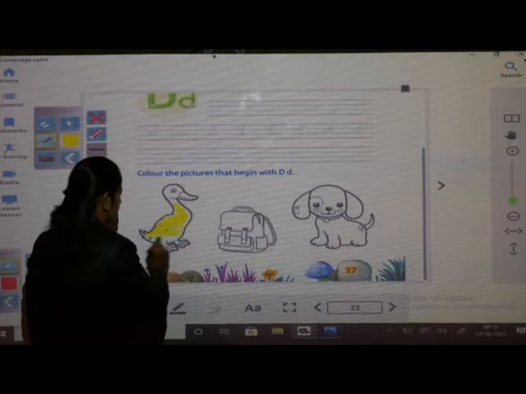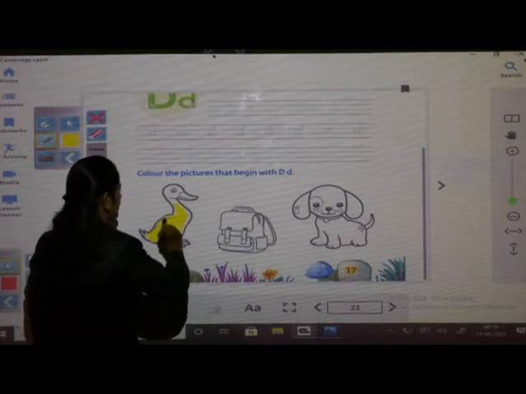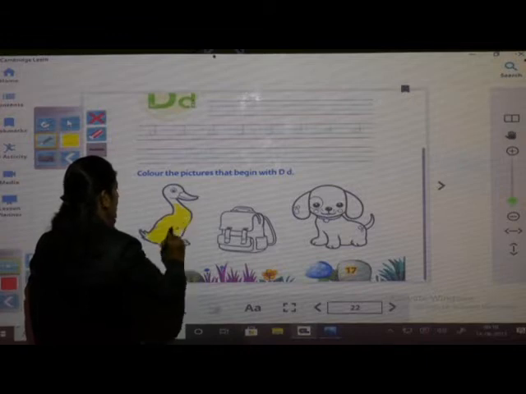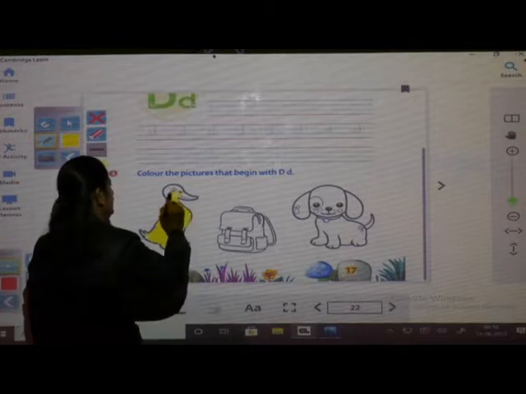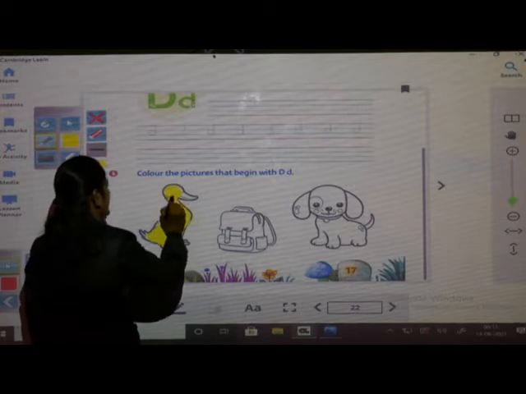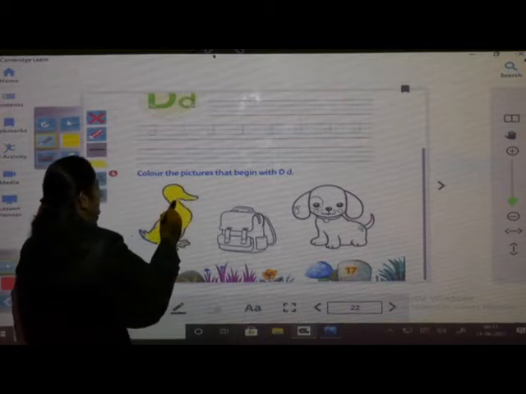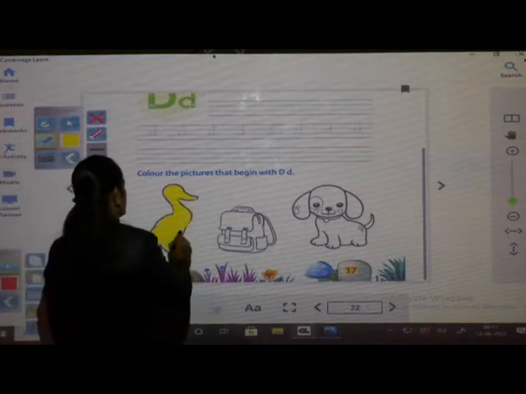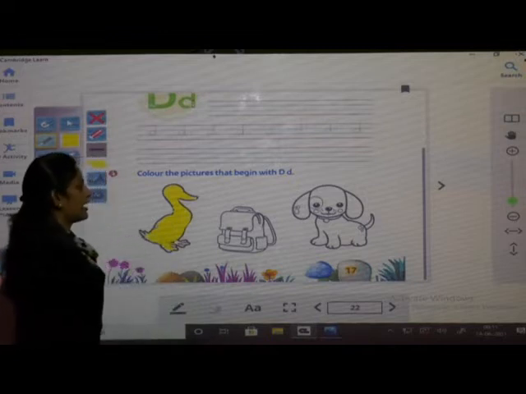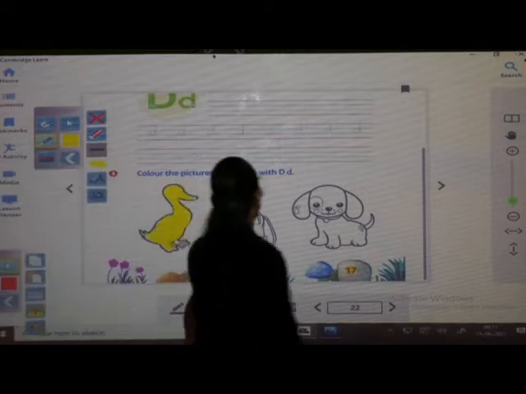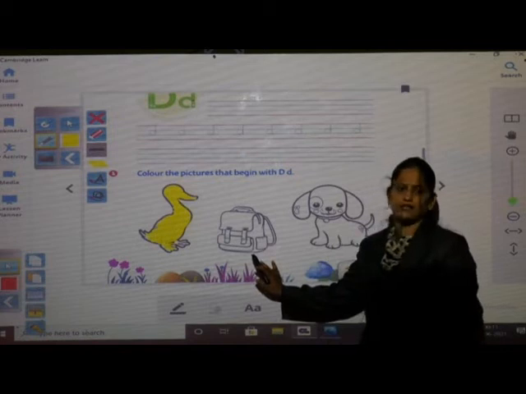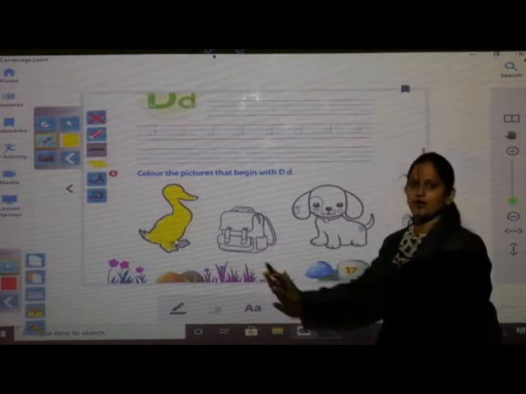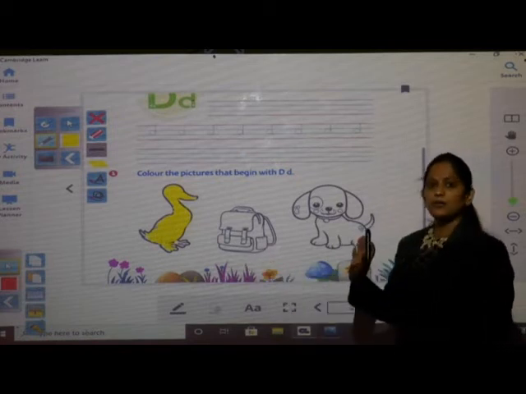Duck. So you have to color this picture. Okay? You can use any color. Okay? Yes. Which color you like, you can color with that color. Duck. And what is this picture? It is a bag. Yes. So you should color this bag? No. It starts with letter B.